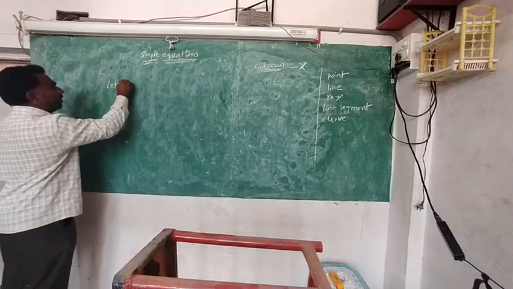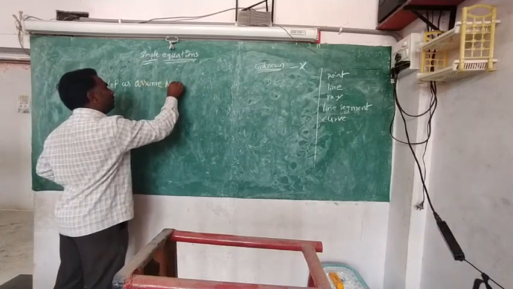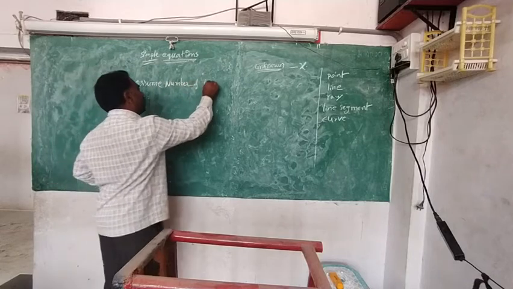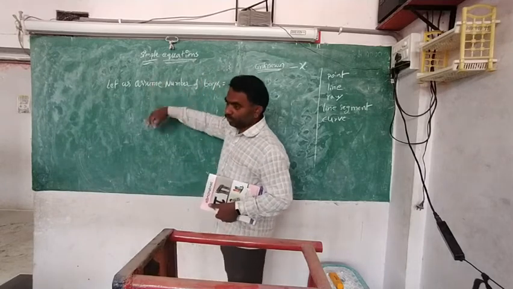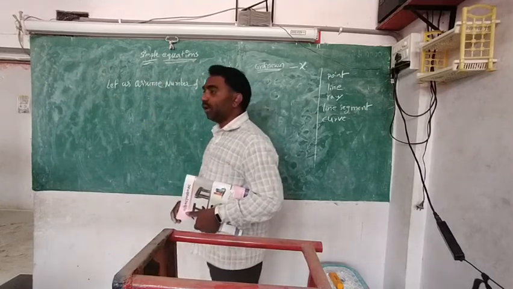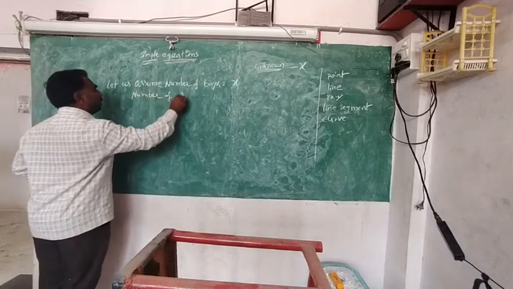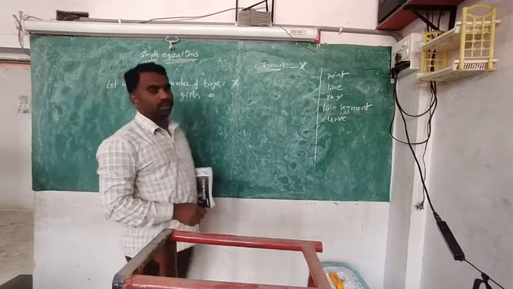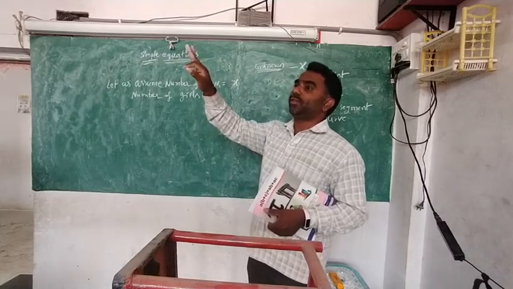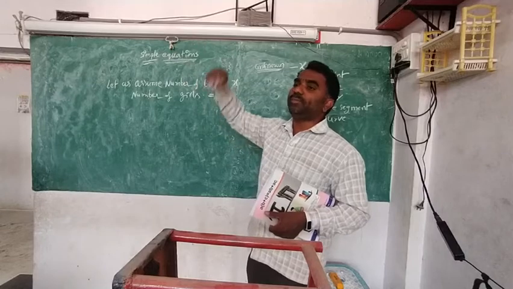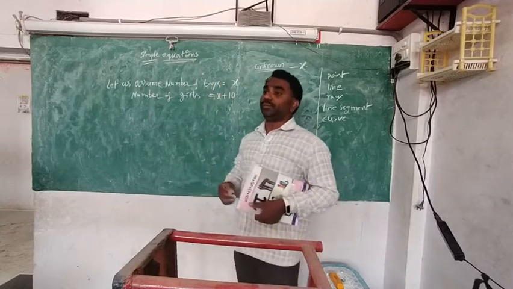Let us assume the number of boys is equal to X. Another unknown also we have to continue with. The other unknown is the number of girls. Now what do you write? The number of girls is not Y, because they are dependent. How dependent? Ten more than the boys. Boys are X. Ten more than means plus 10. So what do you write? X plus 10.